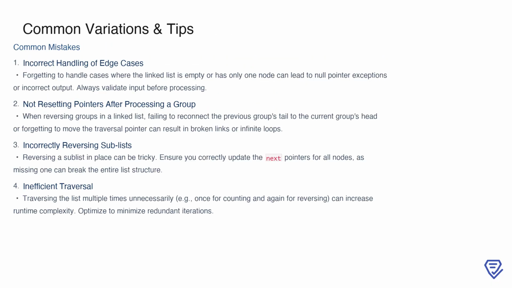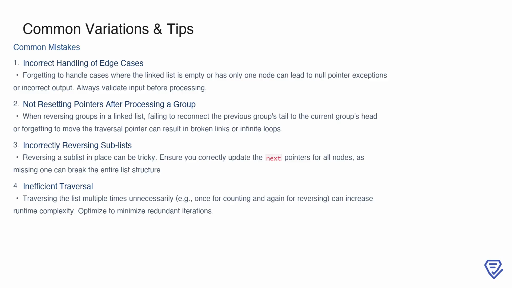One common mistake to watch out for is incorrect handling of edge cases. For instance, if the linked list is empty or contains only a single node, failing to validate the input beforehand can result in null pointer exceptions or invalid outputs. Always ensure your code accounts for these scenarios before diving into the main logic.